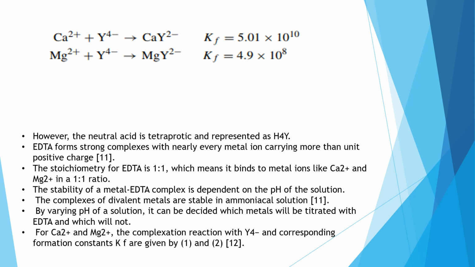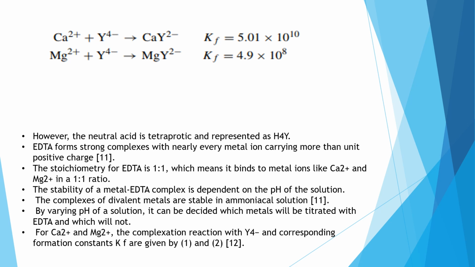However, the neutral acid is tetraprotic and represented as H4Y. EDTA forms strong complexes with nearly every metal ion carrying more than 1 unit positive charge. The stoichiometry for EDTA is 1:1, which means it binds to metals like Ca plus 2 and Mg plus 2 in the ratio 1:1. The stability of the metal-EDTA complex depends on the pH of the solution. The complexes of divalent metals are stable in ammoniacal solution.